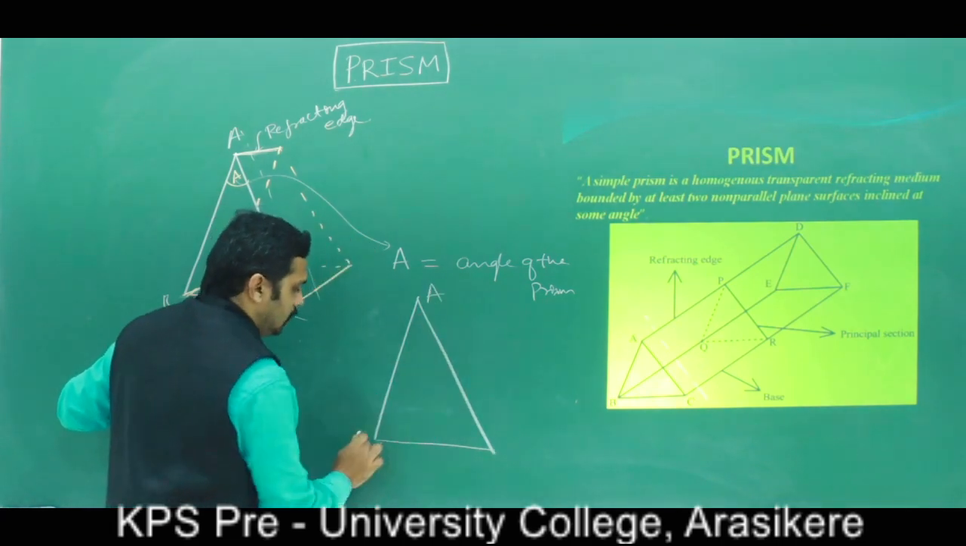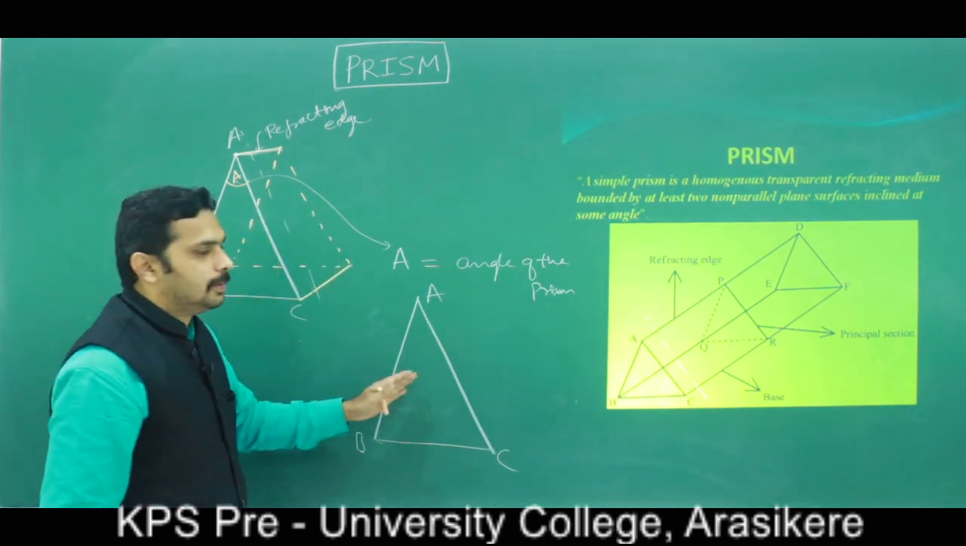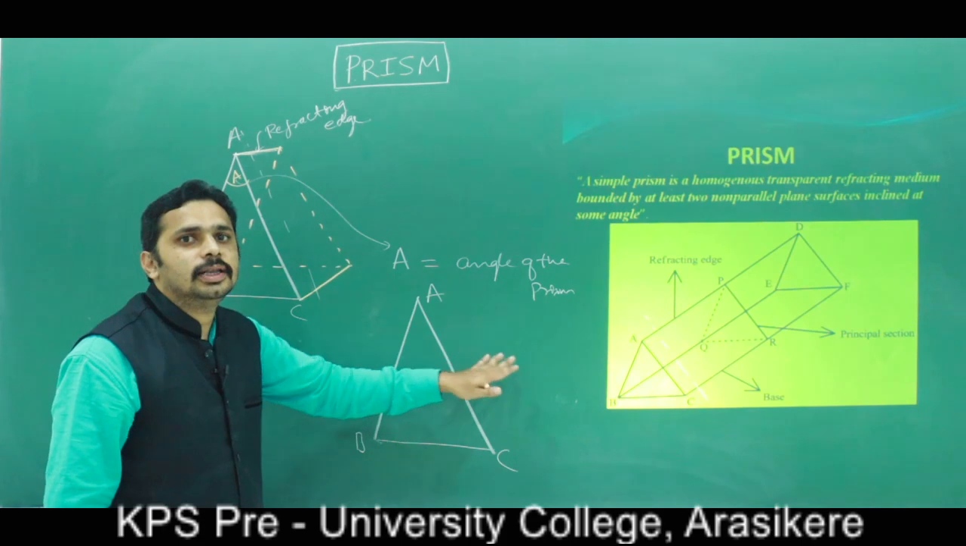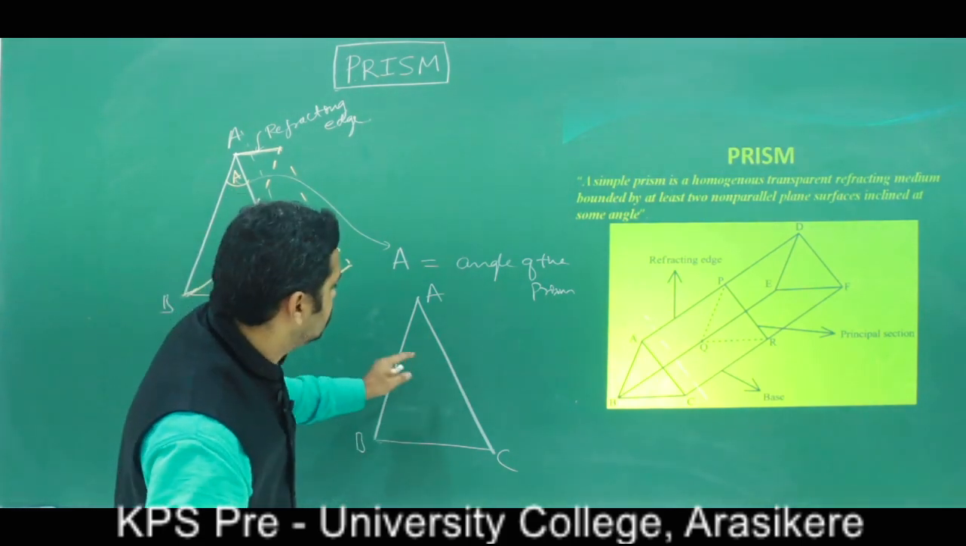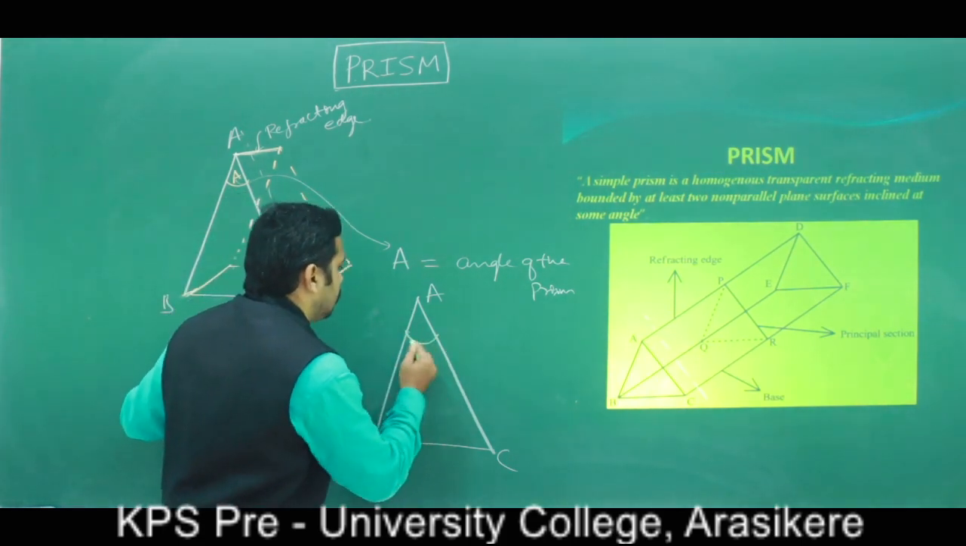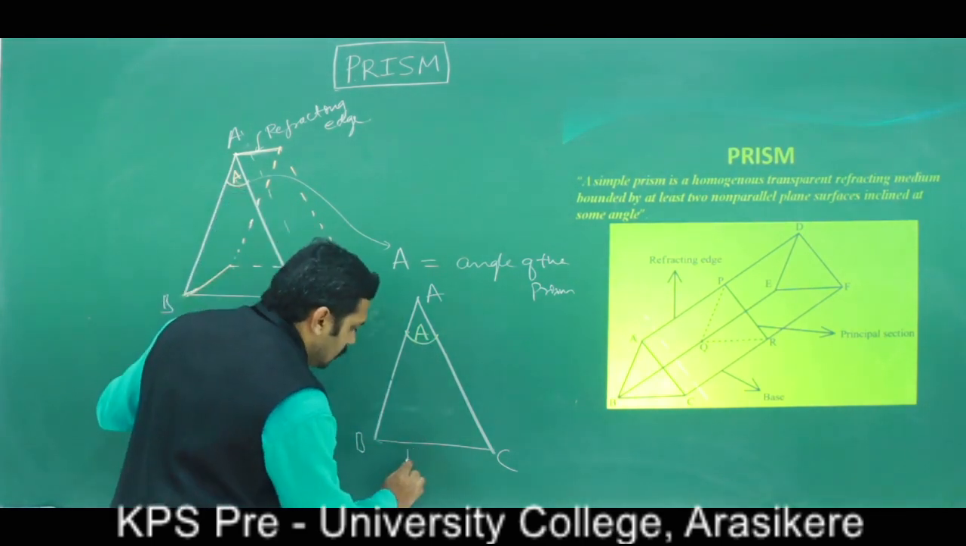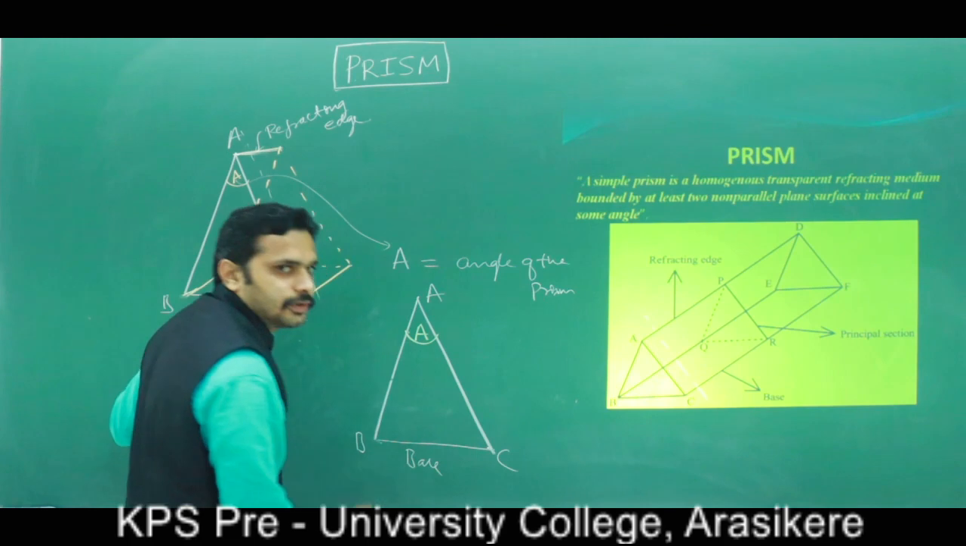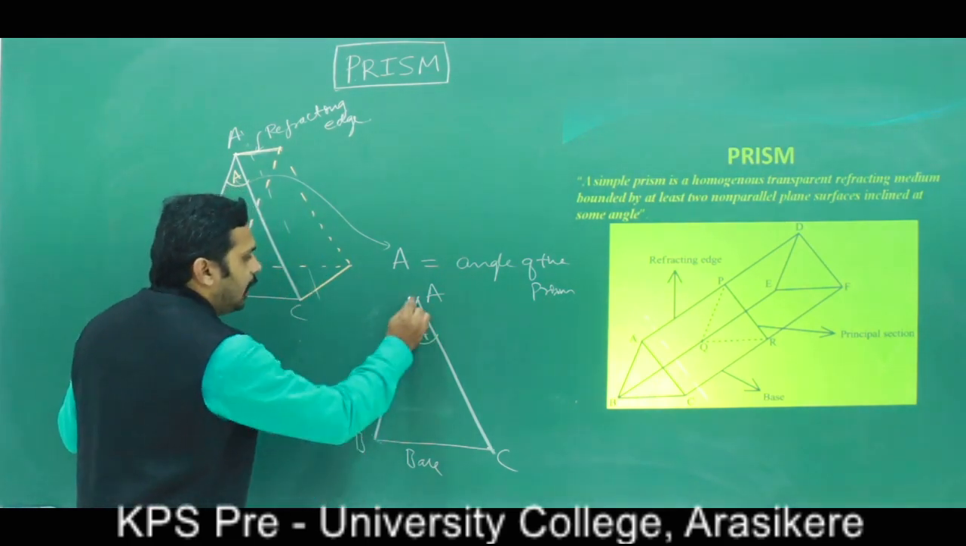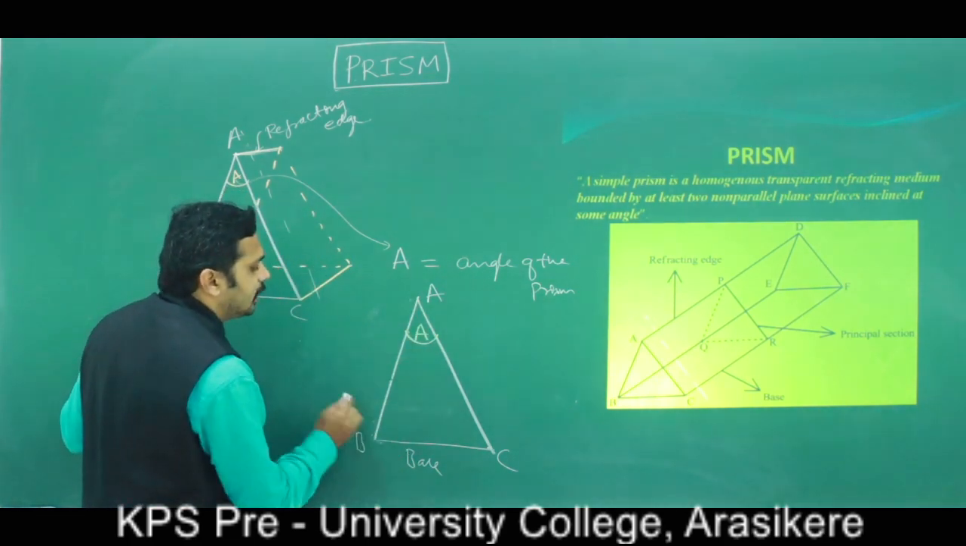This is A, B, C. ABC is the principal section of the prism. A is the angle of the prism. Now BC is called the base of the prism. AB and AC are called the refracting surfaces. This is one refracting surface and this is another refracting surface.